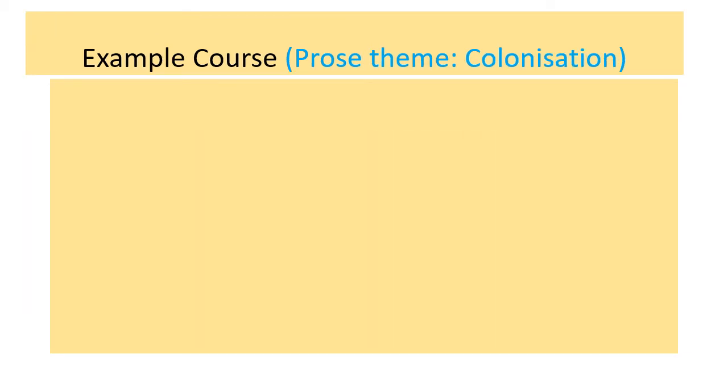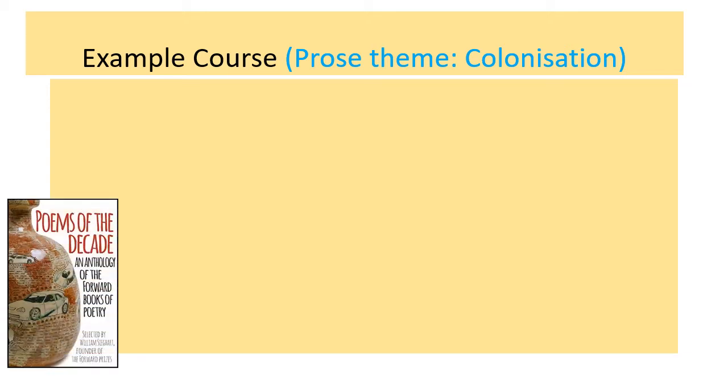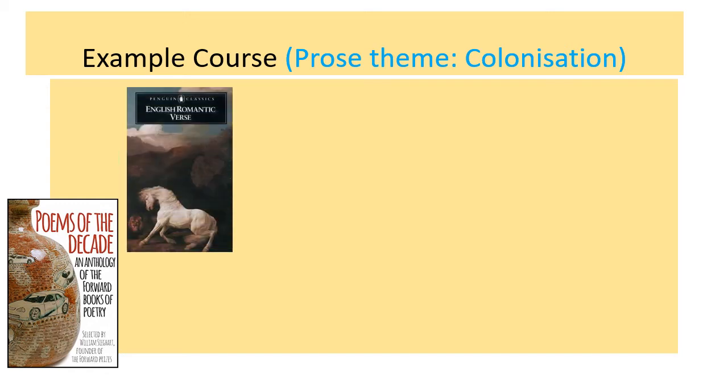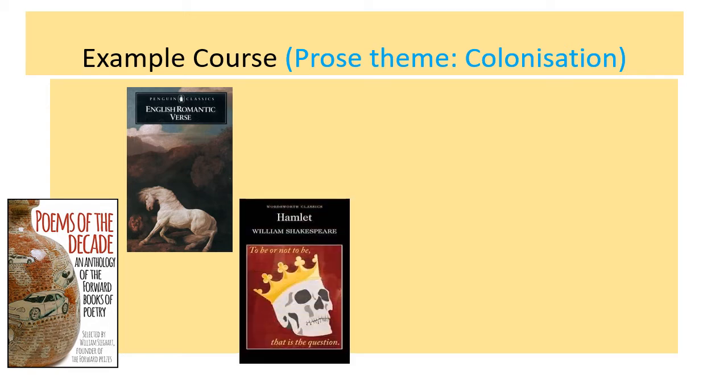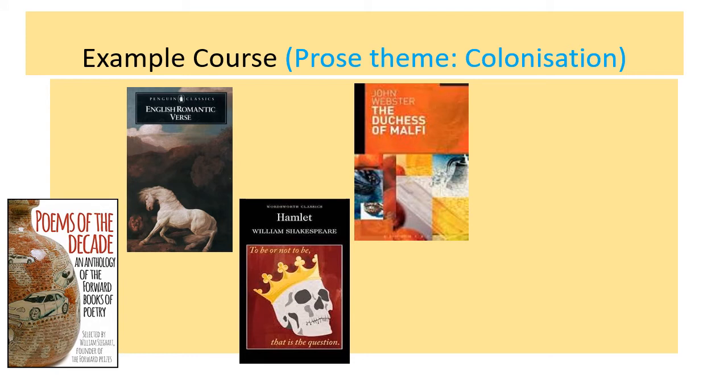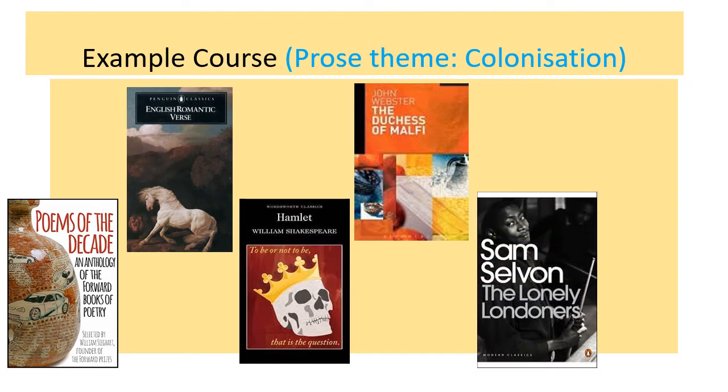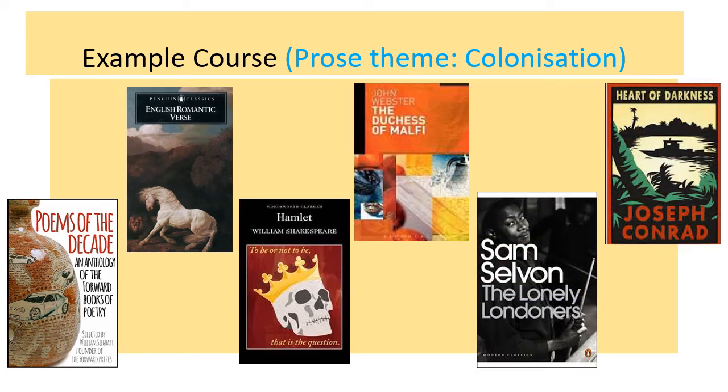So another example course is here, and the prose theme for this one is colonisation. So again, Poems of the Decade, all Year 12 students study that one. Again, this class studied English Romantic Verse. A different Shakespeare play, they studied Hamlet. And another play, John Webster's The Duchess of Malfi. And then the 2 novels that they studied that had the connected theme of colonisation were Sam Selvon's The Lonely Londoners and Joseph Conrad's Heart of Darkness.